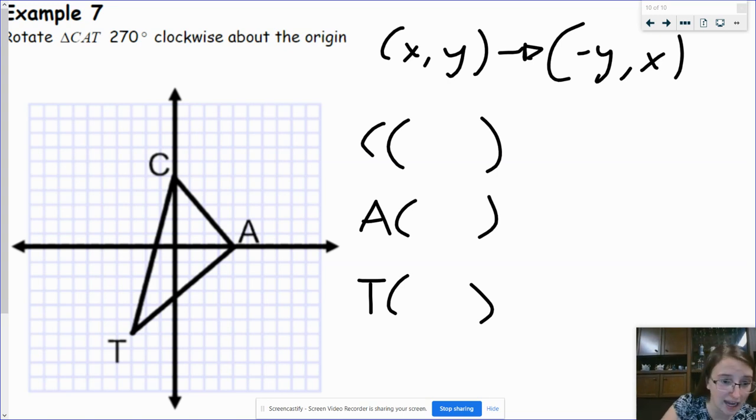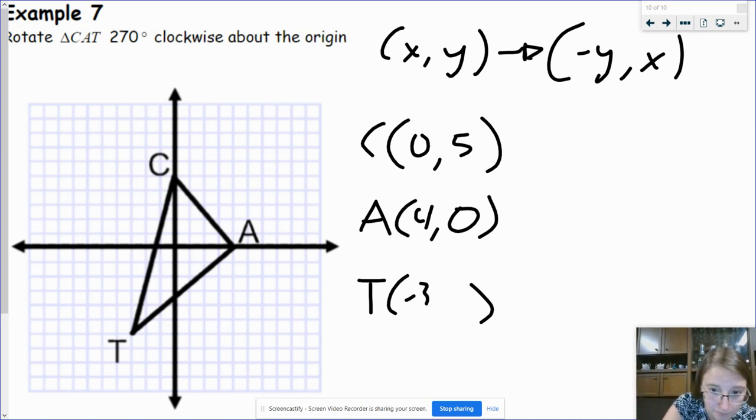Okay, so C, be careful with this, is 0 for x. We don't travel horizontally, we only go up. 1, 2, 3, 1, 2, 3, 4, 5. A is going to be 1, 2, 3, 4, 0. And T is -1, 2, 3. And then down 1, 2, 3, 4, 5, 6, -6.